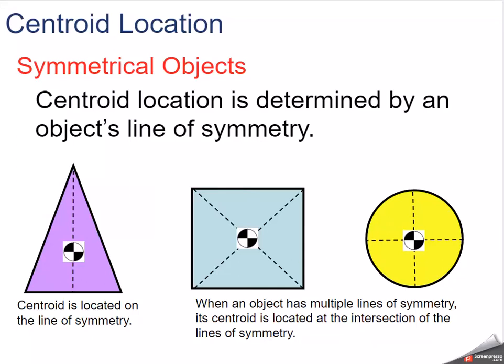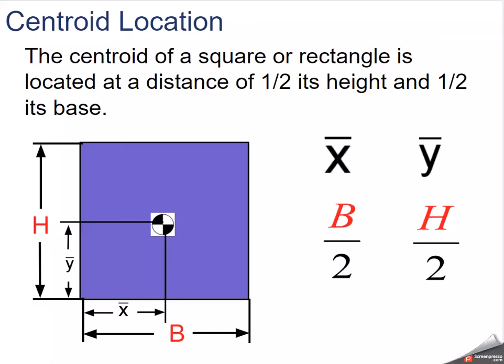given on the object. If we look at a square or a rectangle, the centroid is located at half the base, comma, half the height. So it's an XY location using this bottom left corner as the origin, half the base, half the height. We get an XY value that's in the middle that's there.